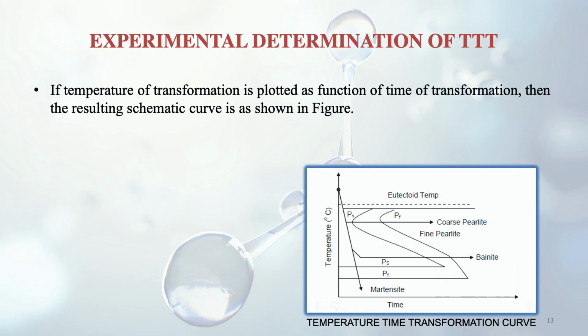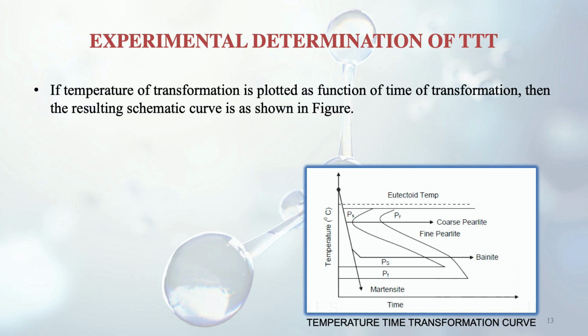So there is a gap. It has started at a certain point, you can mark it on the graph, then after a certain time it will finish. So you can mark this second point also. As you come down in the graph, you will see that the time of transformation, the start point actually will be getting closer to the y-axis, that is the temperature axis.